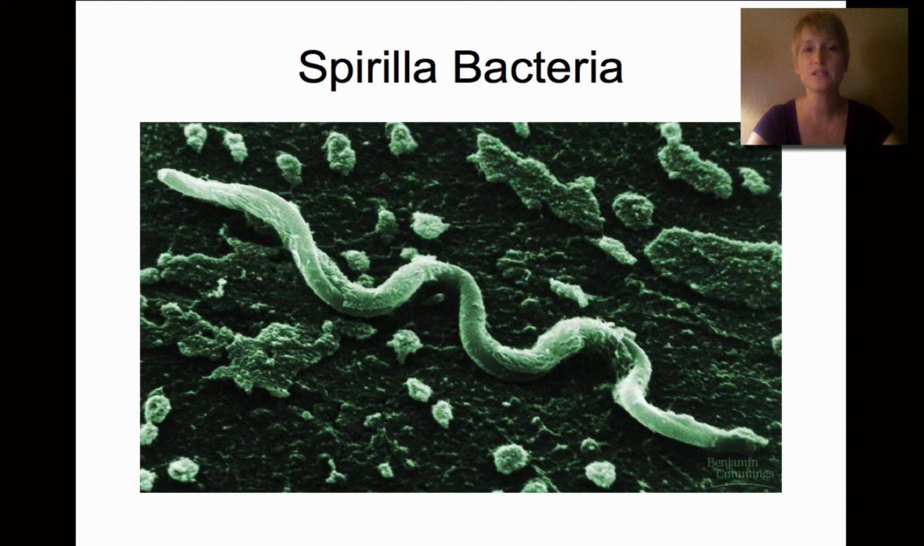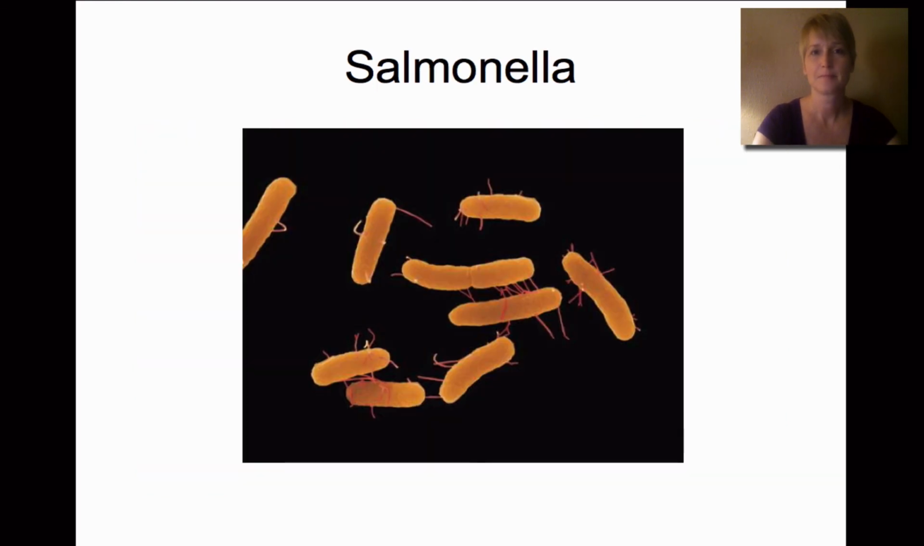And then there's Spirilla bacteria. And so these are just long spiral-shaped bacteria cells. And here's a picture of Salmonella, which is also a bacteria that can cause food poisoning. And you'll see that it's rod-shaped. Salmonella is actually a very common bacteria on reptiles, which is why we always have to wash our hands after we handle any type of reptile.